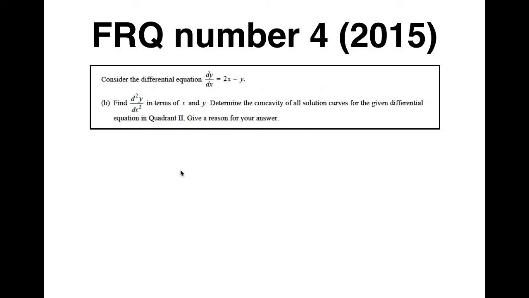Question B. Find d squared y over dx squared in terms of x and y. This is the second derivative. We are given the first derivative, so we just have to differentiate this again. This is implicit differentiation. And then determine the concavity of all solution curves for the given differential equation in quadrant 2. Give a reason for your answer.